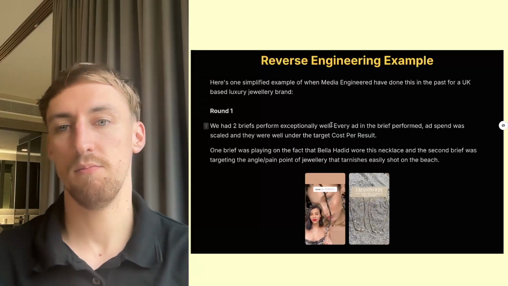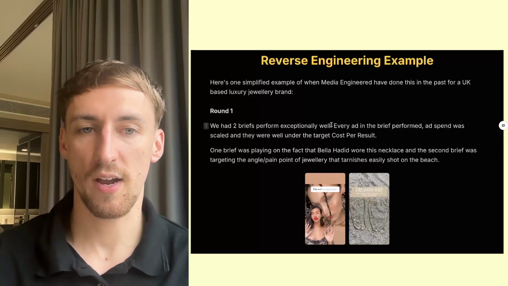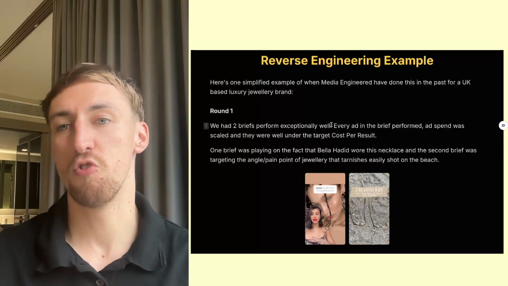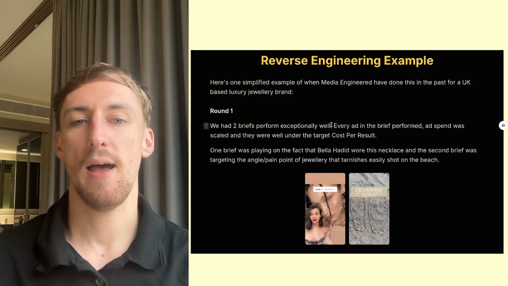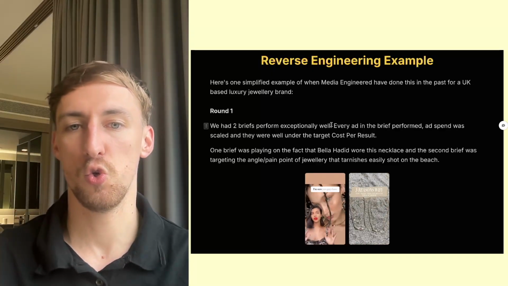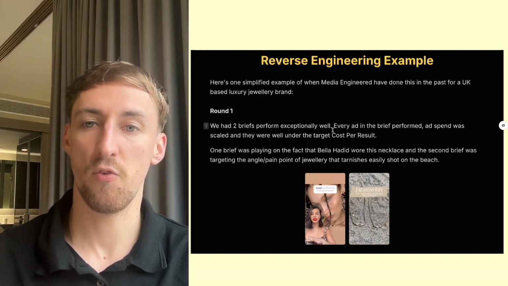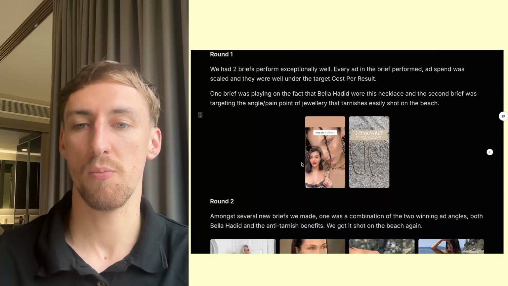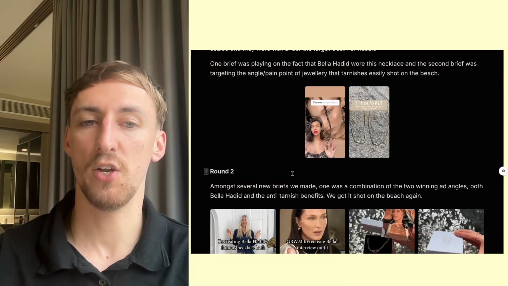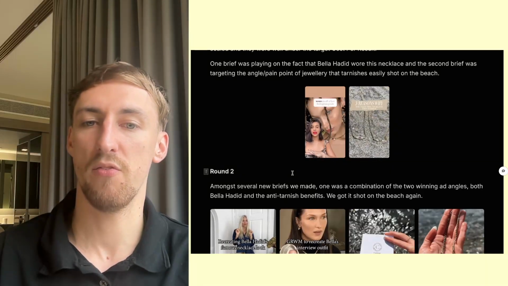One brief that was doing really well had Bella Hadid in, showing that she wore the necklace, and the second brief was targeting the angle or pain point of jewelry that tarnishes really quickly, and it was shot on a beach. So these were the 2 winning ads, Bella Hadid, and then the jewelry on a beach that tarnishes. So those were the 2 angles that performed. In round 2, we built from this. So we made several other briefs, but one was a combination of the 2 winning angles, both the Bella Hadid and the anti-tarnish benefits.